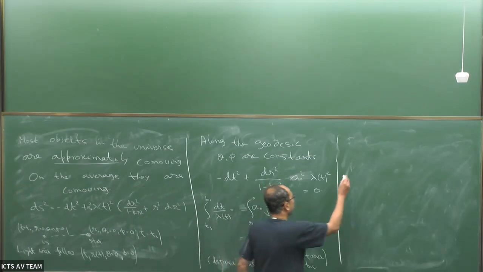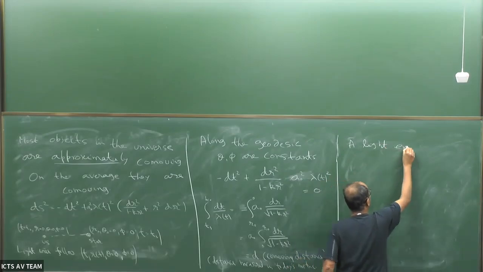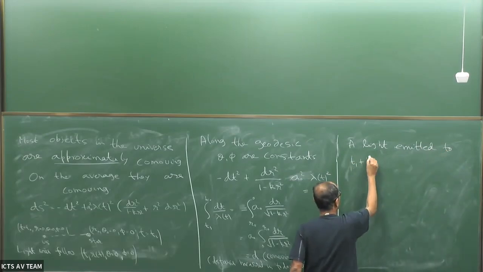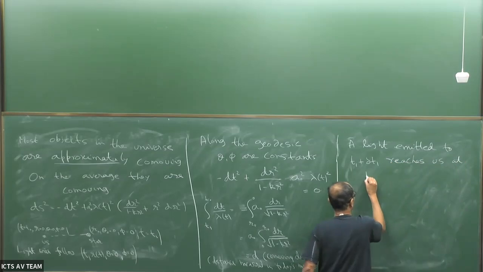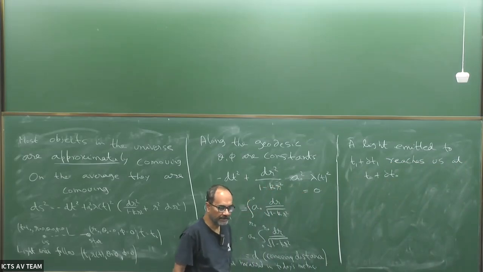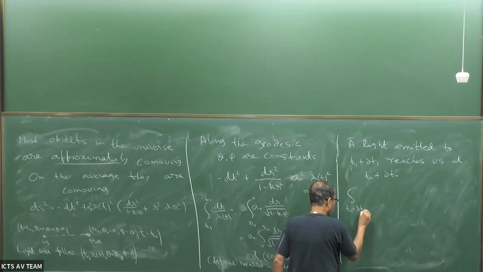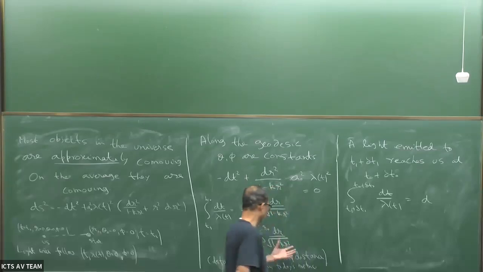Okay, so now suppose that a light emitted slightly later. The star is co-moving, so it's sitting in the same place. We are co-moving, we are also sitting at R equal to 0. So we have a similar equation: the integral from T1 plus delta T1 to T0 plus delta T0 of dt over lambda of t equals D. D hasn't changed, as long as the objects are co-moving.